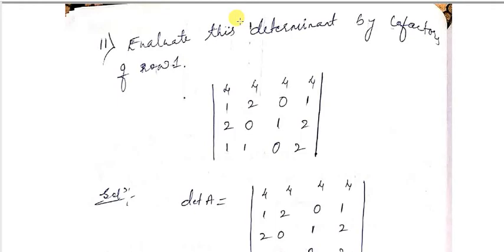Let us continue the problems on the determinants. Evaluate this determinant by cofactors of row 1. So we have to evaluate the given determinant by using the cofactor formula along the first row. So already we'll be knowing this.